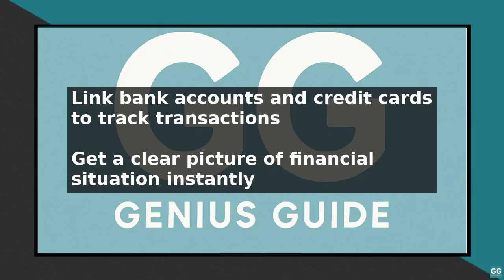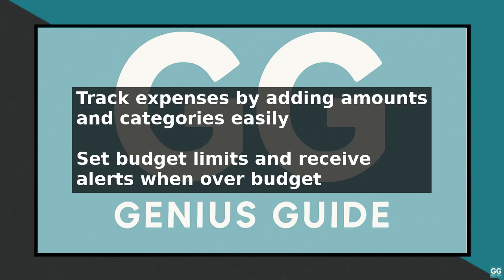To track your expenses, simply click on the Add Expense button and enter the amount and category of the expense. You can also add receipts and notes to each expense for future reference. Pocketguard also allows you to set budget limits for each category, and will send you alerts when you go over budget.